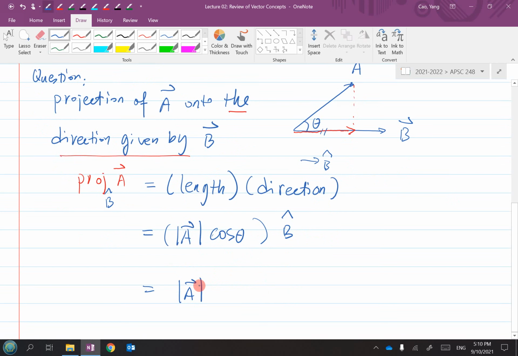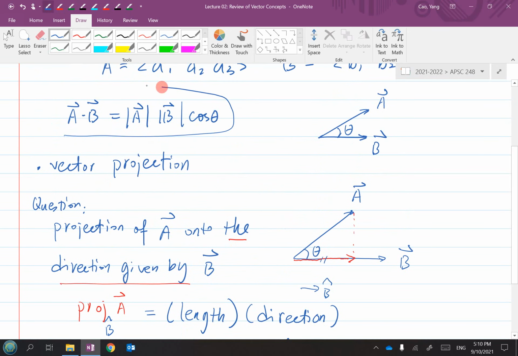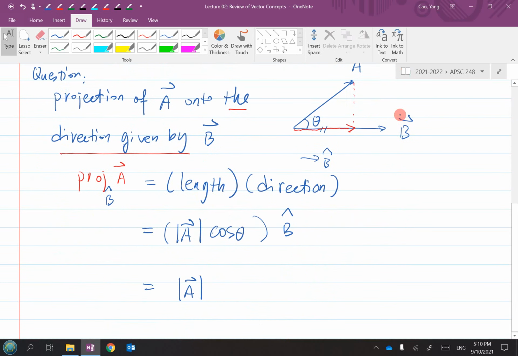Here's the way I'm going to replace the cosine theta with the known condition, which is exactly this formula that we have used from the previous lecture. Essentially, cosine theta is equal to A dot B divided by the multiplication of the two magnitudes. So A dot B divided by the multiplication of the two magnitudes. This is what's in the bracket, and this is what's outside the bracket. Good?